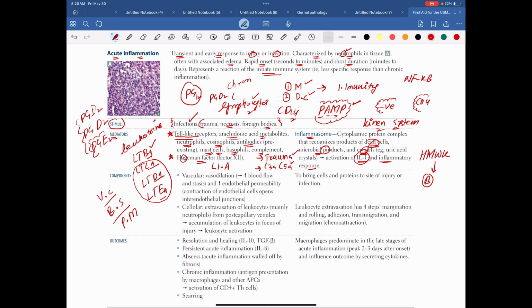Then after that, we have to understand the components of acute inflammation. That is very, very important. So the first component is vascular. What is the meaning of vascular? Basically, in inflammation, your blood vessels are going to vasodilate, and when your blood vessels are dilated, it will lead to increased blood flow and stasis.